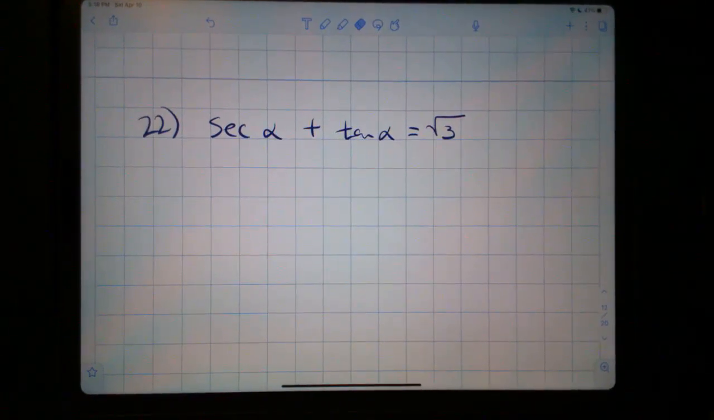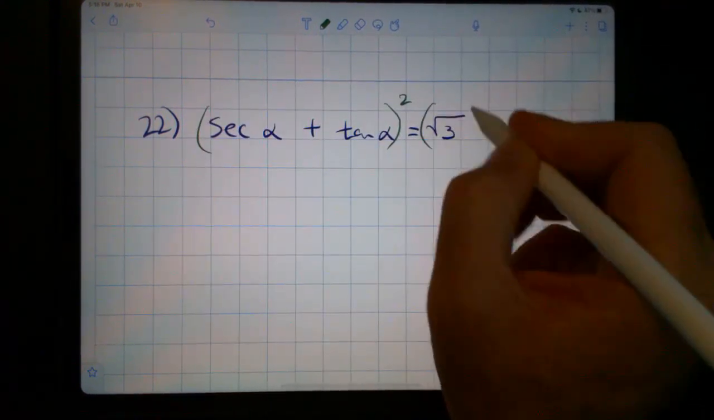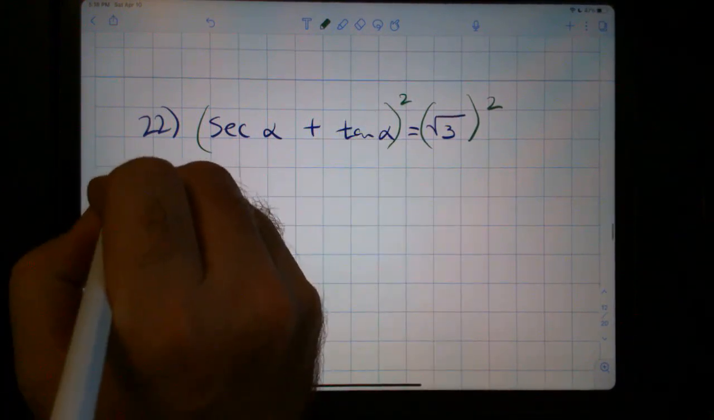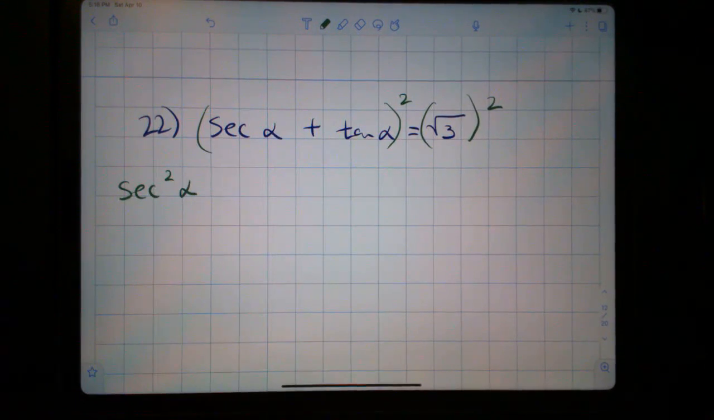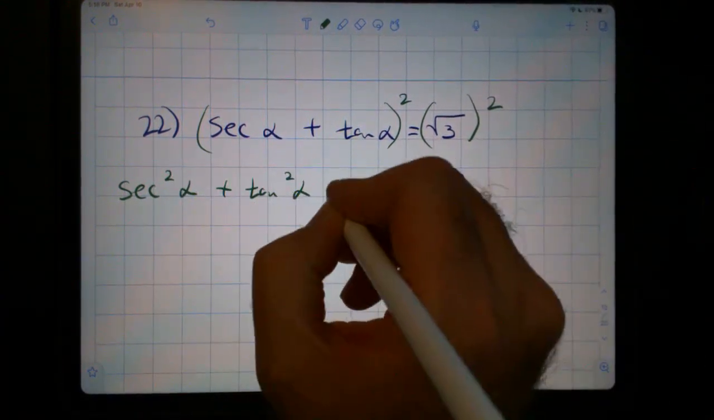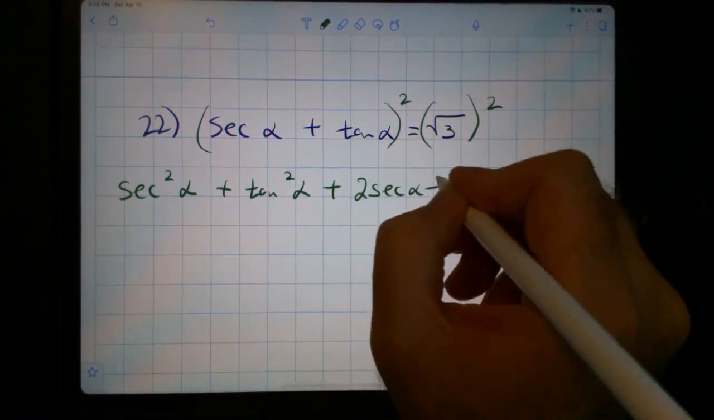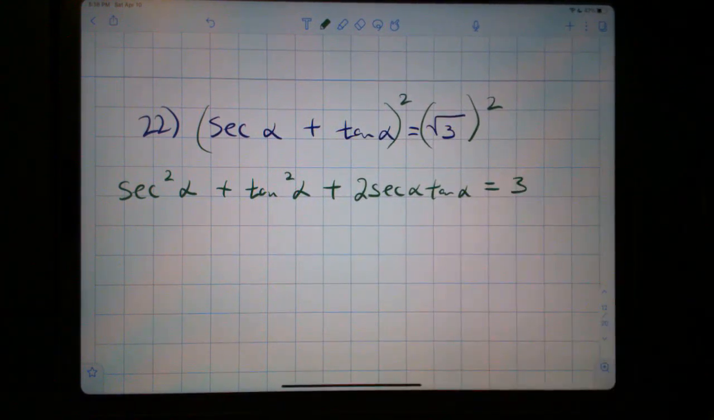Hello. So for this one, I'm going to try a different approach. Let's try squaring both sides. If we square all of the left side, we square all of the right side, what we will get is the first item squared plus the second item squared plus 2 times their product. And then square the right-hand side.